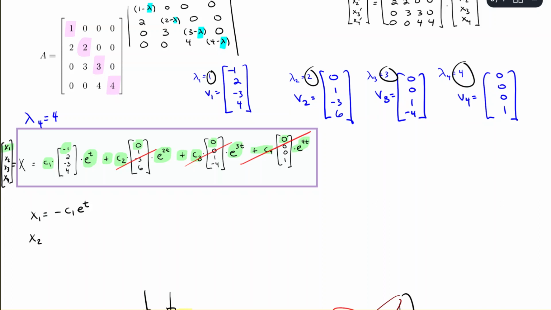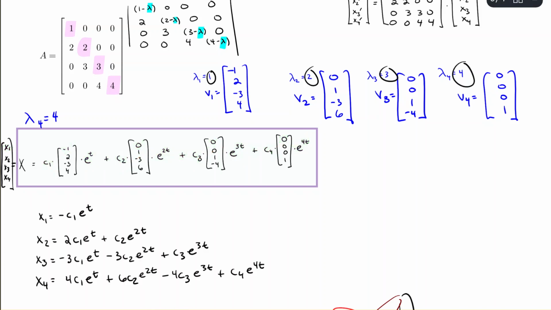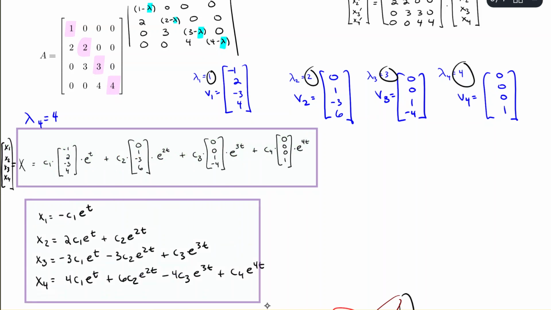Now to find x2, we do the same thing except for our second rows of the matrices. And we'd end up with these. So either would be an appropriate answer in this case.